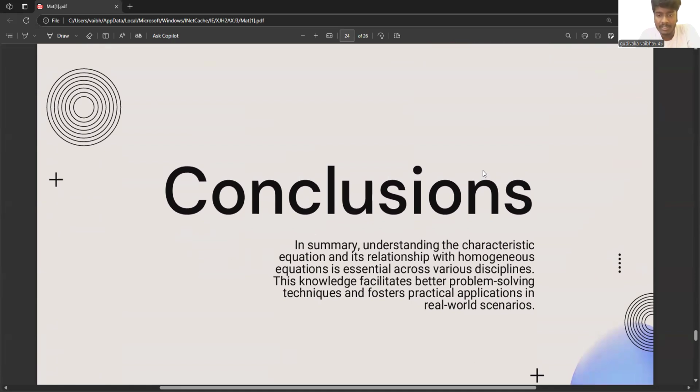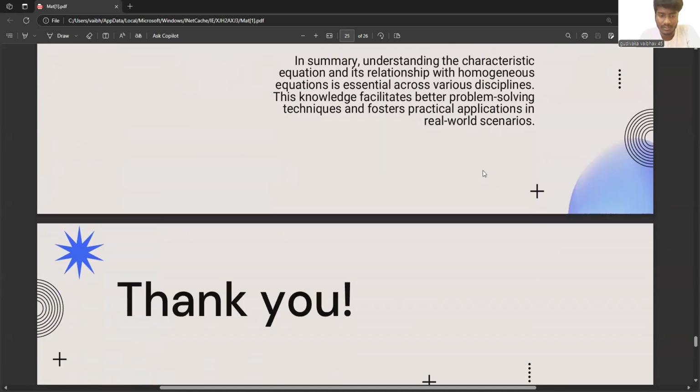Conclusion. In summary, understanding the characteristic equations and their relationship with homogeneous equations is essential across various disciplines. This knowledge facilitates better problem solving techniques for practical applications in real world scenarios.